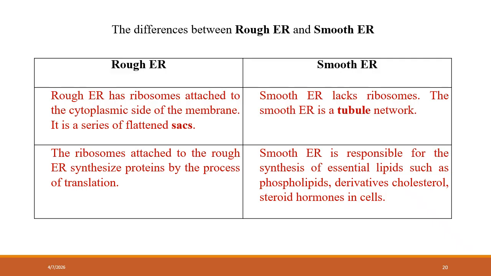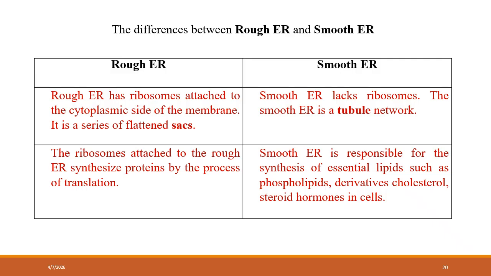Now, the differences between the rough endoplasmic reticulum and the smooth endoplasmic reticulum. The rough one has ribosomes attached to the cytoplasm side of the membrane, so the ribosomes are attached to the rough endoplasmic reticulum from the side of the cytoplasm, not the side of the cell. It is a series of flattened sacs, meaning like flattened bags. The smooth endoplasmic reticulum does not have ribosomes. It is a tubule network, like pipes.